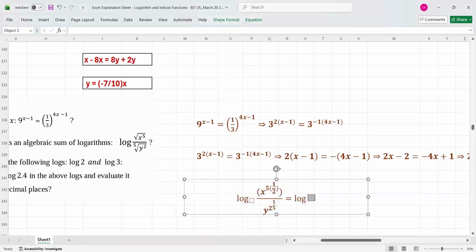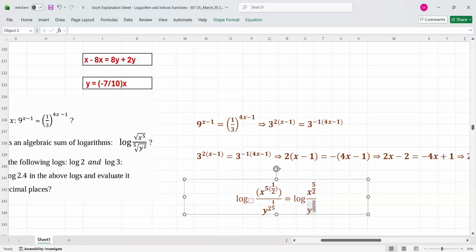The numerator, a divided by b. So I'm saying that this will be x all raised to the power 5 over 2, like this. And the denominator becomes y raised to the power what? 2 over 5. Thank you. Exactly. So 2 divided by 5.